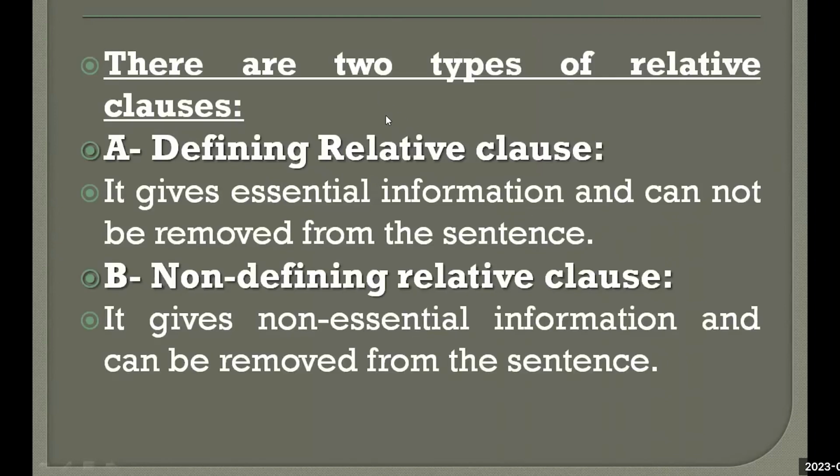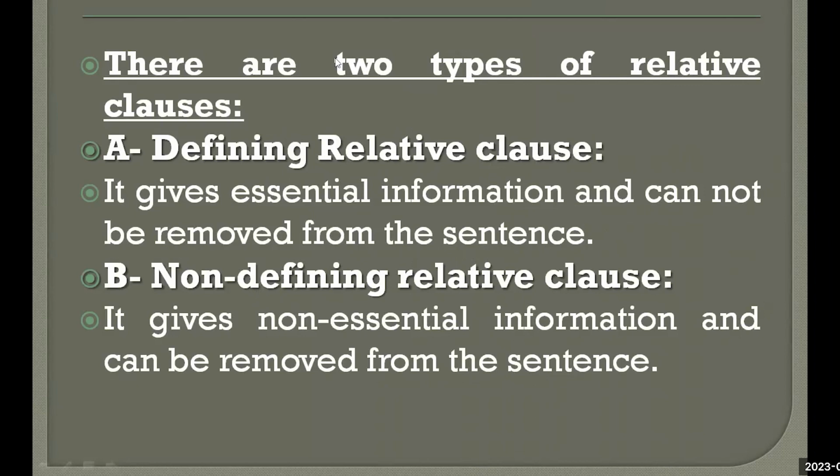So let's take a look. Okay, basically, there are two types of relative clauses. The first one is called a defining relative clause. This clause gives essential information and cannot be removed from the sentence. I'm going to show you some examples in order for you to understand what that means. A non-defining relative clause gives non-essential information and can be removed from the sentence easily without any problems.